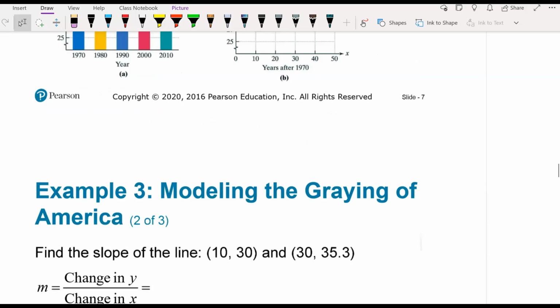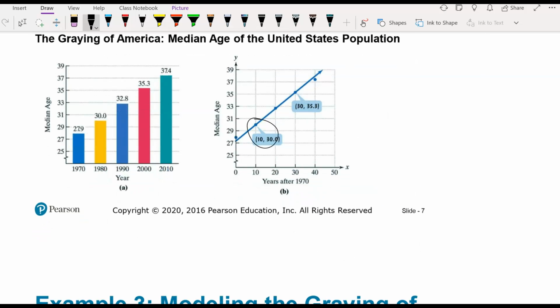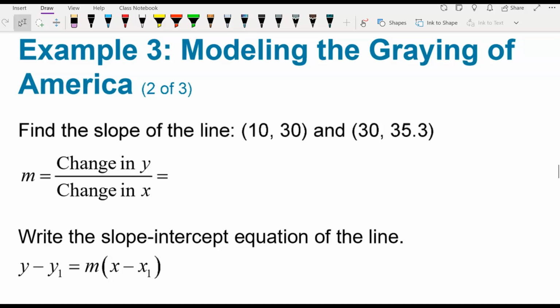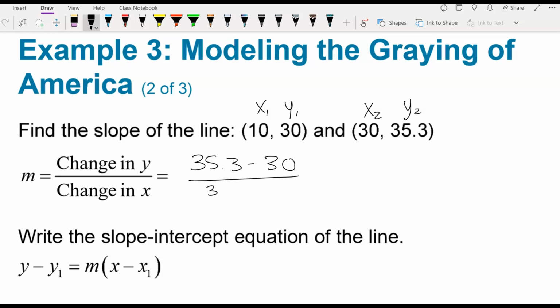All right, so first we want to find the slope. So we have our 2 points. I want to circle that one twice. So x1, y1, x2, y2. So that's written on this next slide. So x1, y1, x2, y2. So 35.3 minus 30 over 30 minus 10. So 35.3 minus 30 is going to be 5.3 over 20.